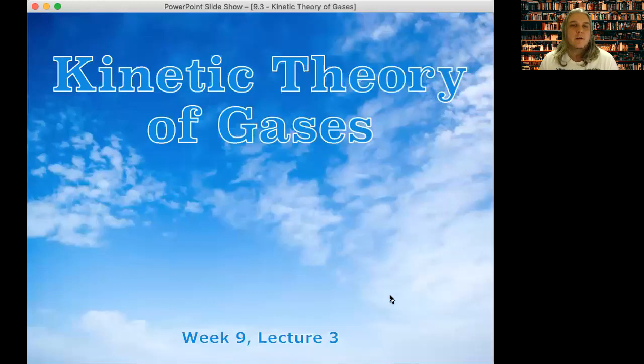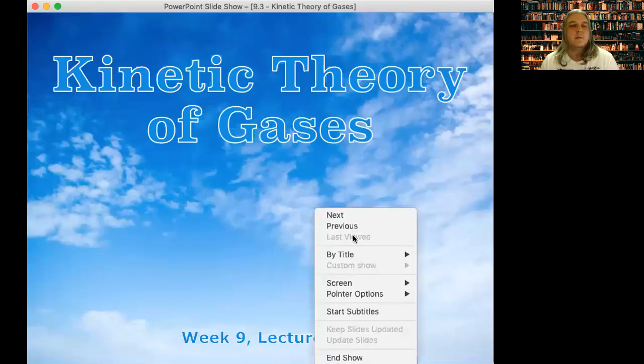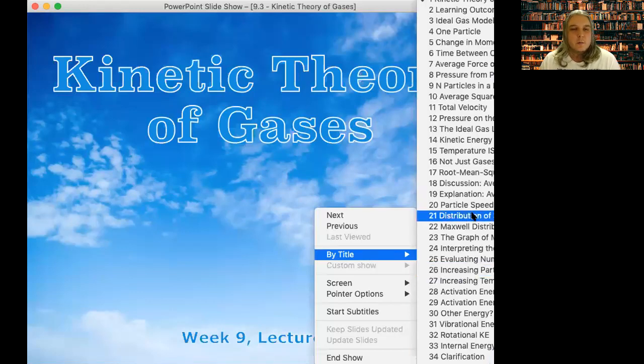We're now going to look at the distribution of speeds in an ideal gas. We said that the particles in a gas aren't all the same speed. They aren't all driving around at exactly the same speed. They have a variety of different speeds. And we're going to start talking about what that distribution actually looks like, what the number of particles with each different speed might be. So we'll go here.